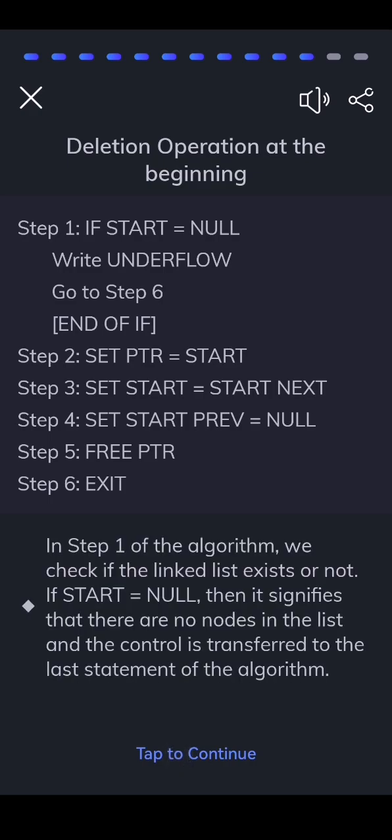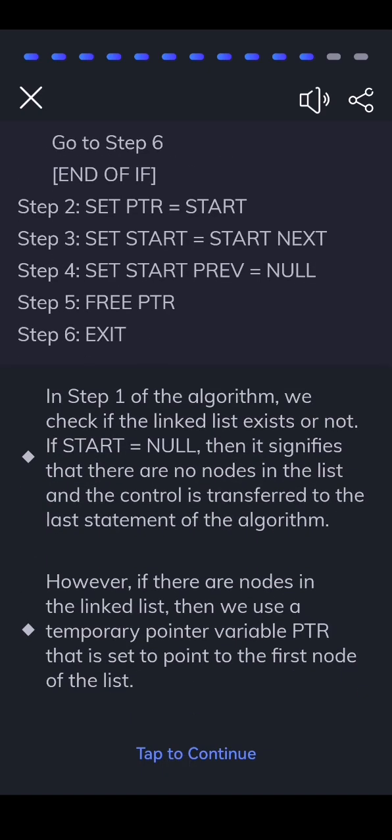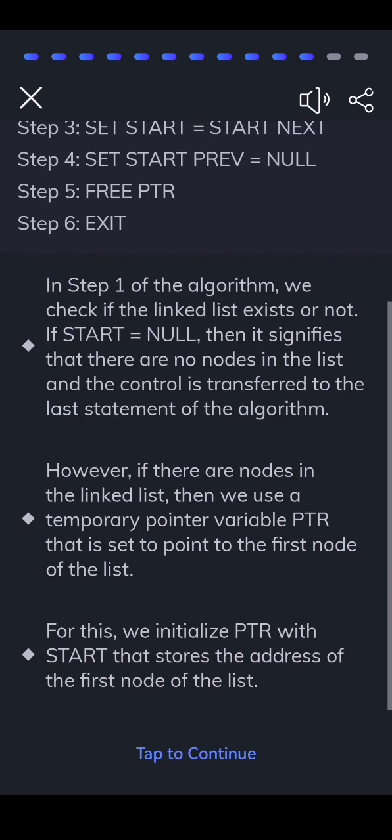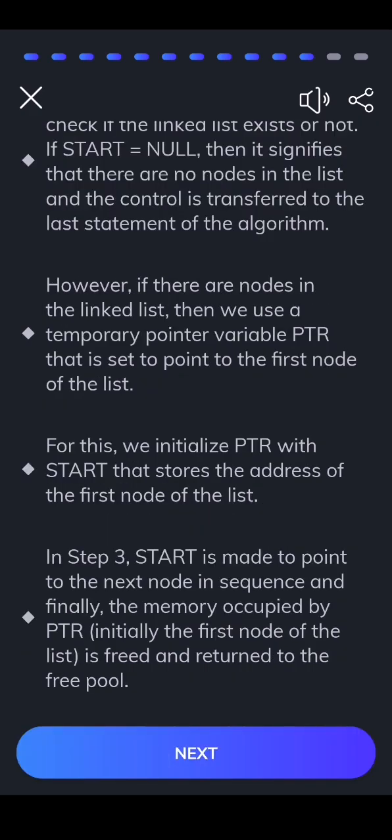In step 1 of the algorithm, we check if the linked list exists or not. If start = null, then it signifies that there are no nodes in the list and the control is transferred to the last statement of the algorithm. However, if there are nodes in the linked list, then we use a temporary pointer variable ptr that is set to point to the first node of the list. For this, we initialize ptr with start, which stores the address of the first node of the list. In step 3, start is made to point to the next node in sequence, and finally, the memory occupied by ptr, initially the first node of the list, is freed and returned to the free pool.